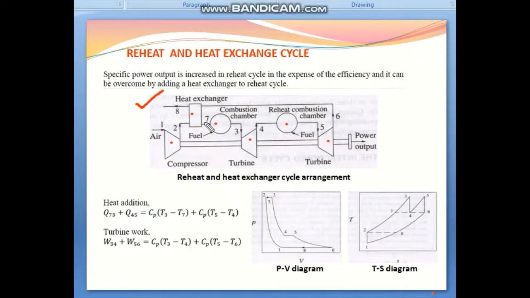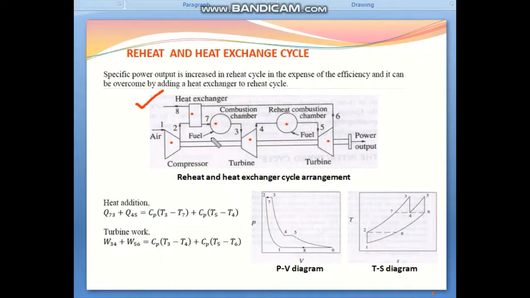One thing: this is the 2 to 7 process, where it gains some heat. This is a constant pressure process. 2 to 7 gains some heat from the combustion product. Then after point 7, it enters the combustion chamber.